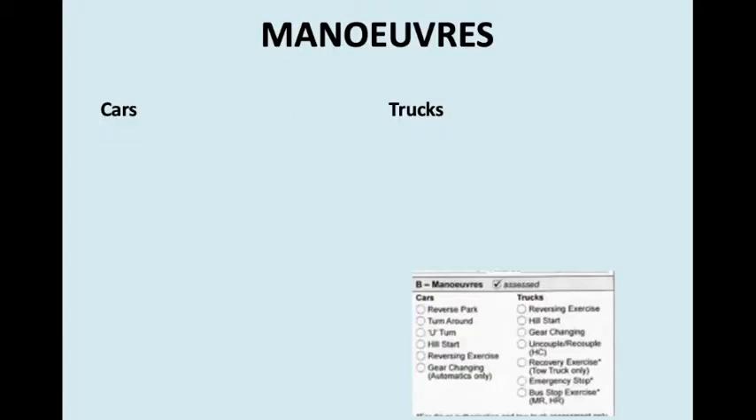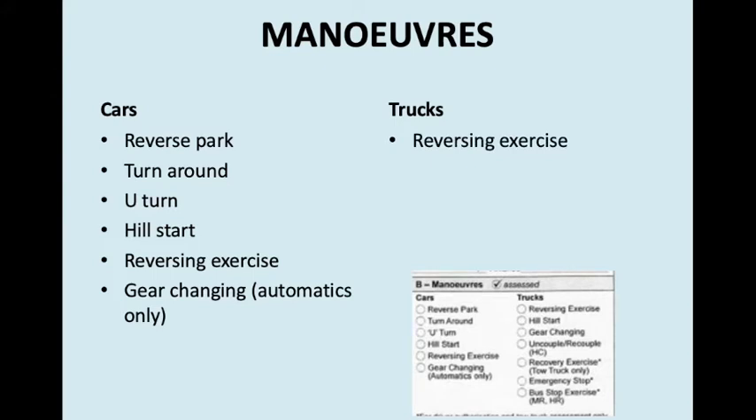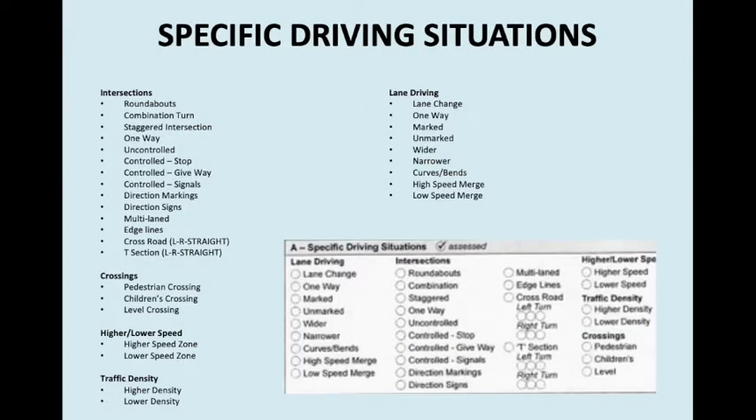Okay, the maneuvers that instructors must cover with their learners. For cars, the reverse park, turn around, U-turn, hill start, reversing exercise, and gear changing for automatic drivers. For trucks, a reversing exercise, a hill start, and gear changing, uncouple and recouple for the HC instructors. The specific driving situations a student will encounter in a driving test are outlined on the current slide. It includes intersections, crossings, high and low speed zones, high and lower density situations, and some lane driving.